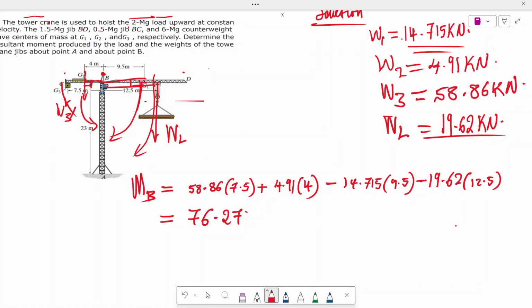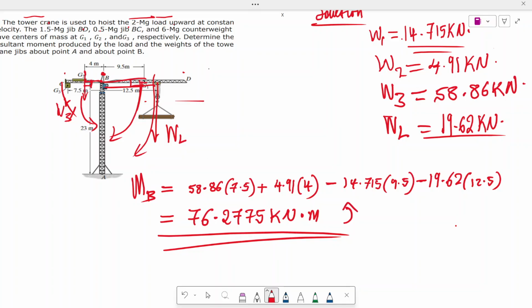When you do the calculations, the final answer is going to give you 76.2775 kilonewton meter. As simple as that. So this is how we go about this question. As an engineer, you should not fear this question. You just see the diagram, you start fearing. No. As an engineer, you have to analyze the question.